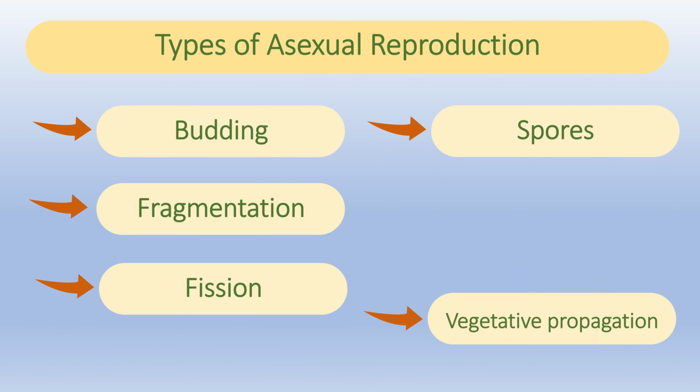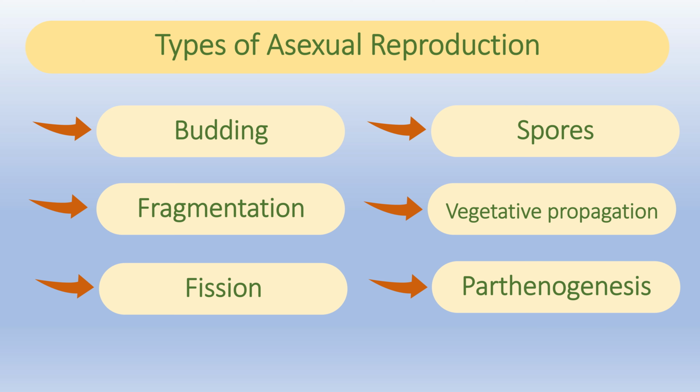Types of asexual reproduction are budding, fragmentation, fission, spores, vegetative propagation, and parthenogenesis.